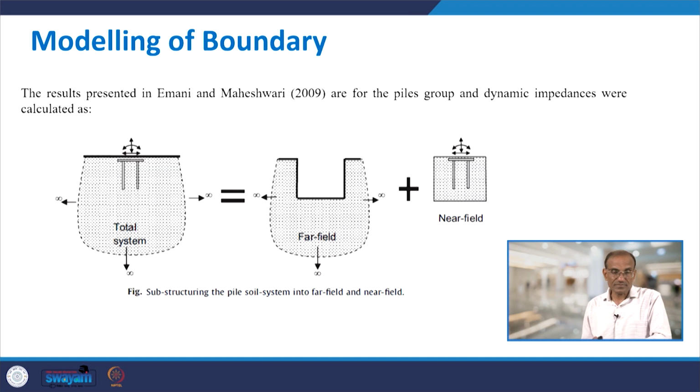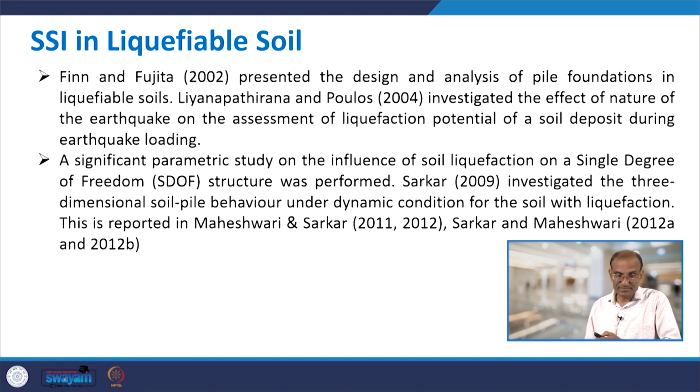So, here is the modeling of boundary again for the substructure system. What has been done here, the whole total system is divided into two parts. One part where you do not have the piles, at the location of piles some excavation has been done, but in the second part, which is for the near field, you consider that pile and pile cap together as part of the soil, and we analyze the near field, this second case, and then find out the spring and dashpot coefficients which are used in the design for the far field case, the first case.